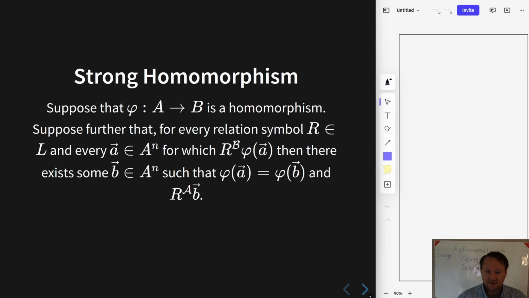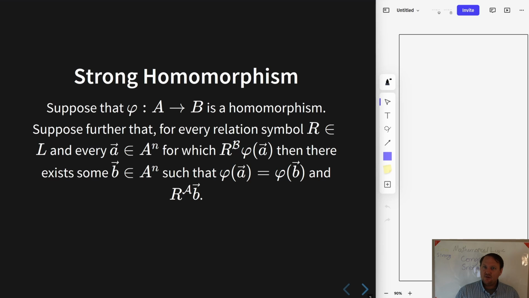So what that really means is that whenever you have the image of some element A, so this phi of vector A, and keep in mind, vector A is basically just the inputs to a relation, a bunch of elements from A. And then phi of A is just the vector of all of their images. Anyway, the details are in the book if that's necessary, but this phi of A is like the image of some vector. And we're assuming that these elements hold in this relation in the range. And so we're saying that whenever that happens, then you can go back to the domain.